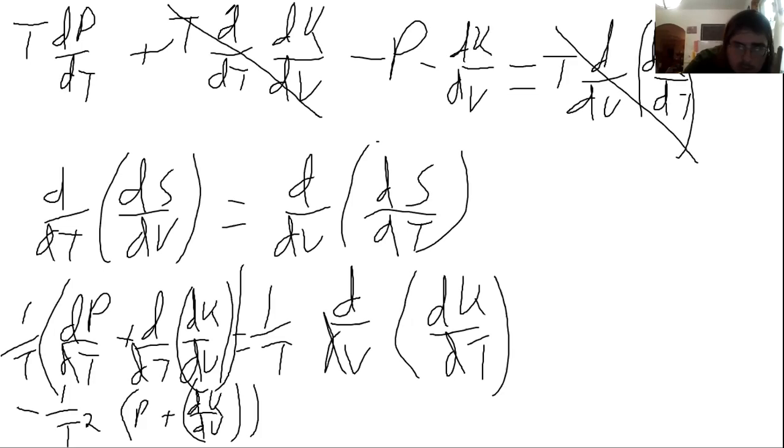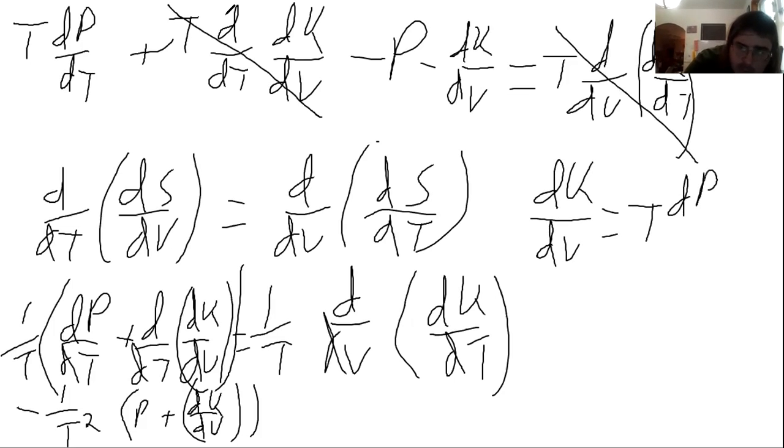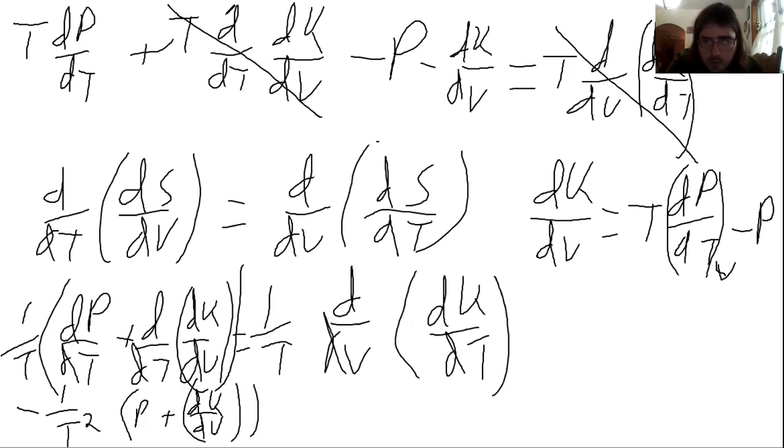With that in mind, getting du dv on the other side, we get du dv must equal t dp dt at a constant p minus p. So there's our du dv. We've kind of done that before. We kind of skipped some steps to get there.